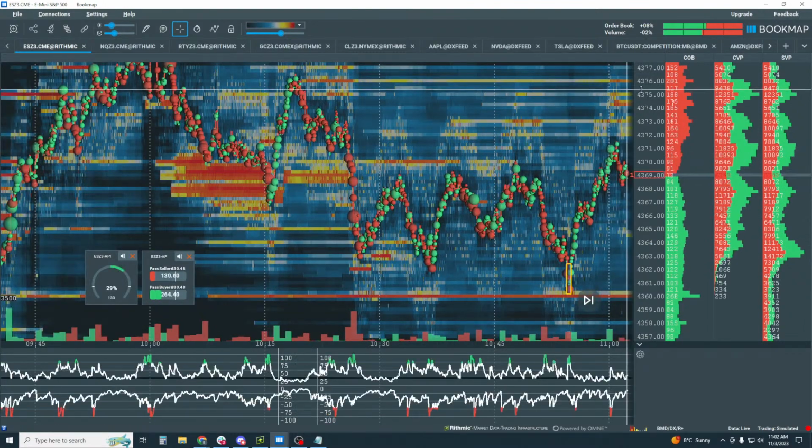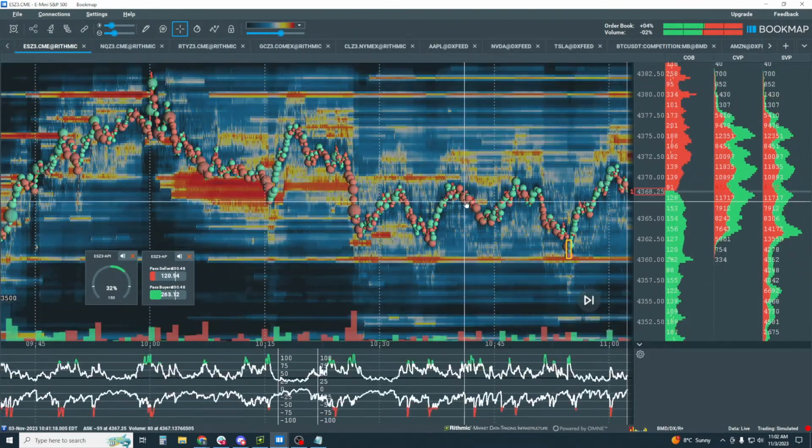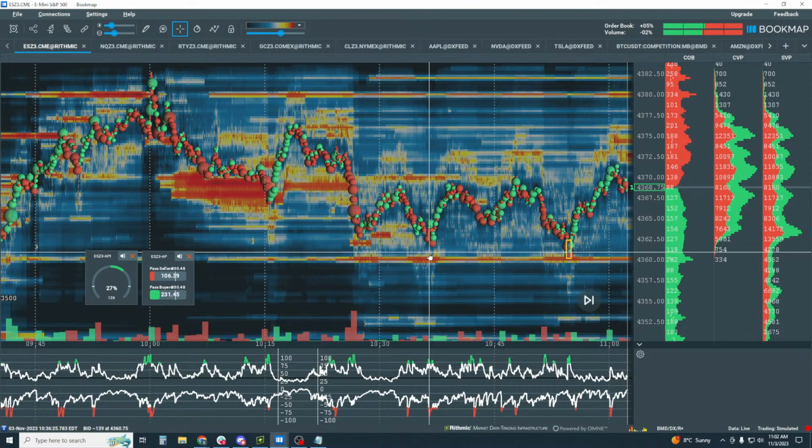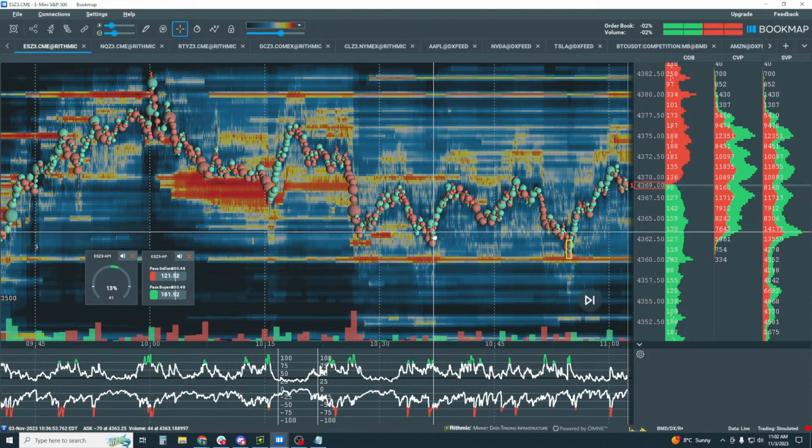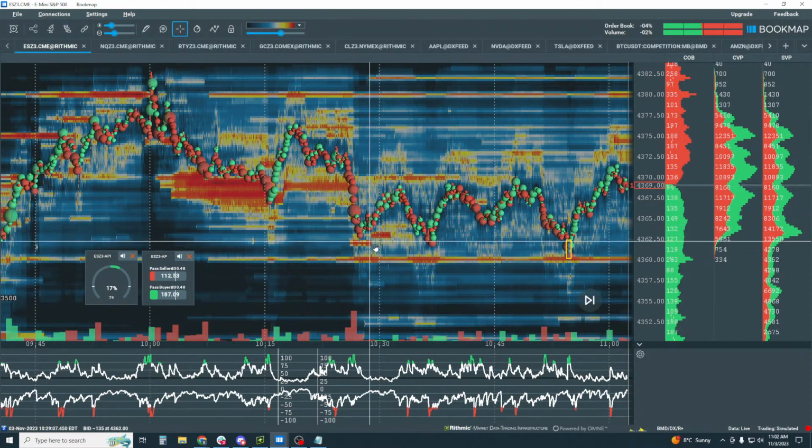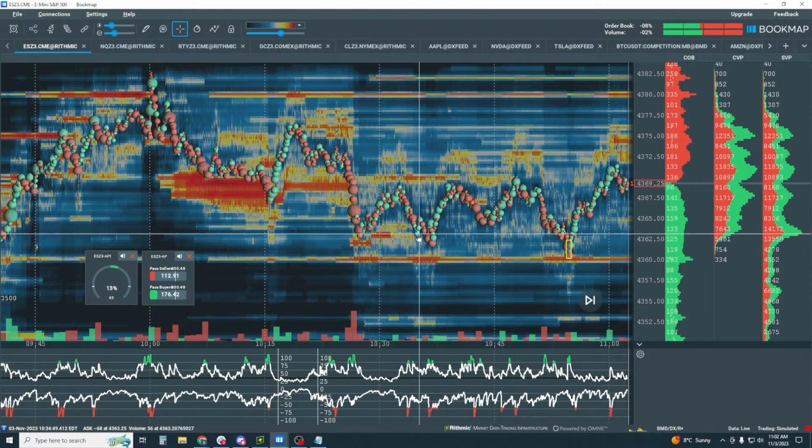All right. So let's continue to look at it here. Okay, this one we get absorption on both sides here. So this is kind of a battleground in here, which is giving us some information as well. This one up here as well. So a lot of back and forth in here.